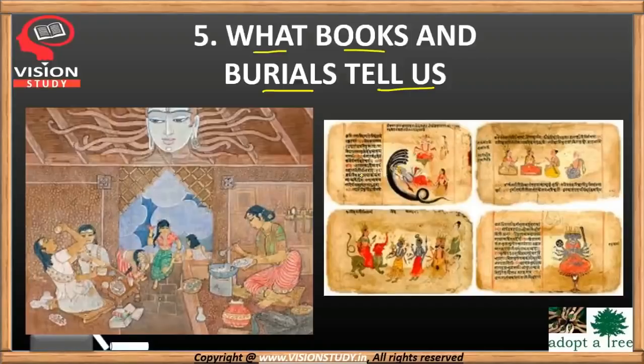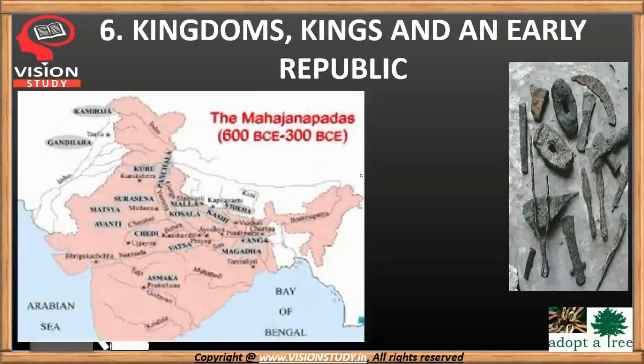The next chapter is Kingdoms, Kings and an Early Republic. As you know, a king has to rule a kingdom. But what made our forefathers go from a settled life to form a Ganasangha, from Ganasangha to form Janapada, Mahajanapada, and then become a kingdom and eventually build an empire? So what were these changes?